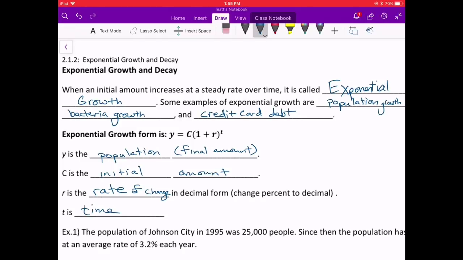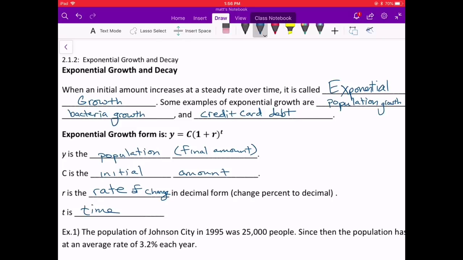All right, so here is the exponential growth form for us. Y equals C times 1 plus R to the T power, where Y, C, R, and T are all variables that we have specific names for. Y is the population or the final amount. C is the initial amount, and R is the rate of change in decimal form. So if it says something changes at a 30% rate, you have to move that to a decimal. And then T is time.